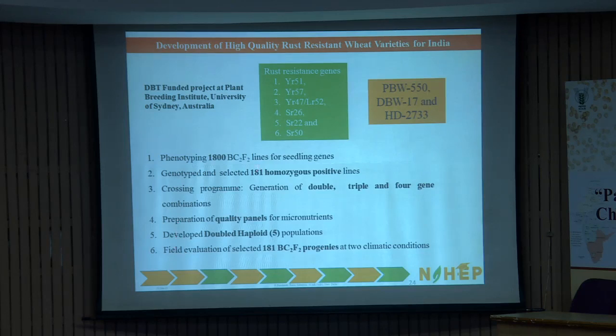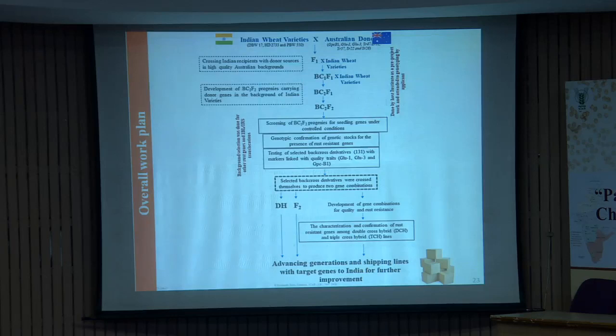So this is the process we followed. If you see in the next slides, this is the overall plan. The Indian wheat varieties were these 3, and the Australian donors were for resistance genes. First we went for developing backcross BC2F1 and BC2F2. Then we screened them phenotypically, and then we did background selection for other genes.